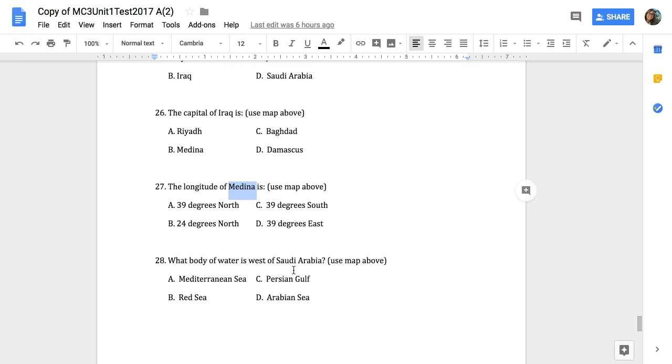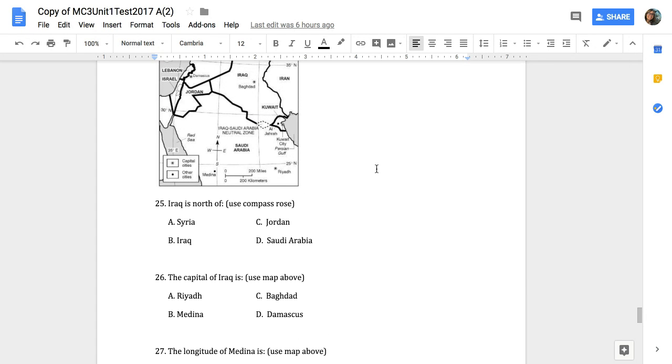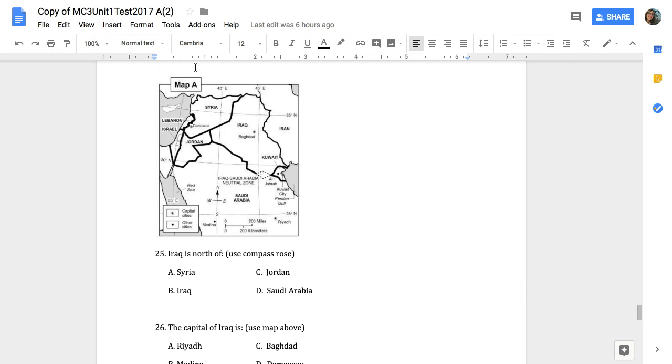What body of water is west of Saudi Arabia? So find Saudi Arabia, use the compass rose. What body of water is west? A, the Mediterranean Sea, B, the Red Sea, C, the Persian Gulf, or D, the Arabian Sea. I'm going to leave this up for you to look at to figure it out.